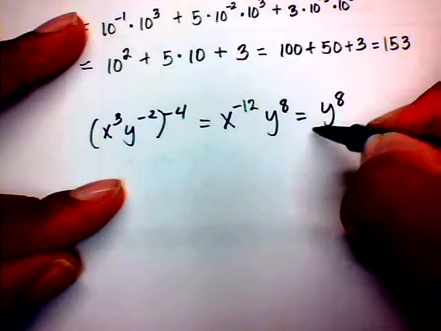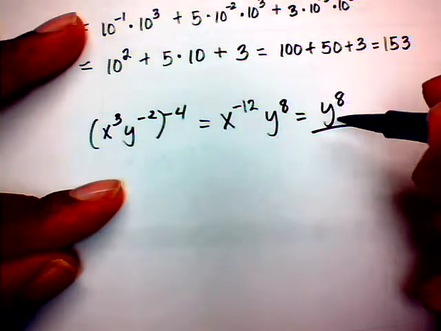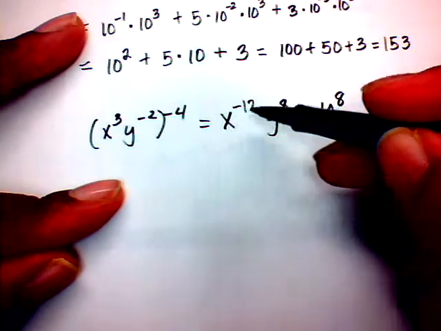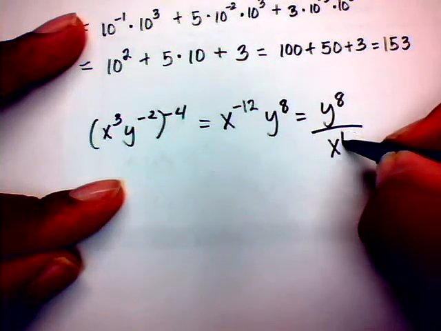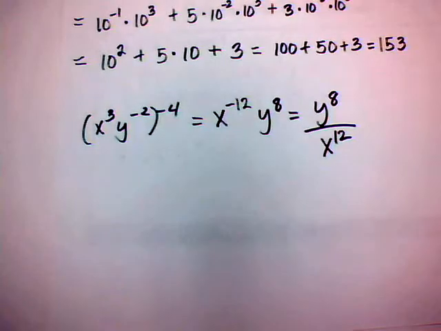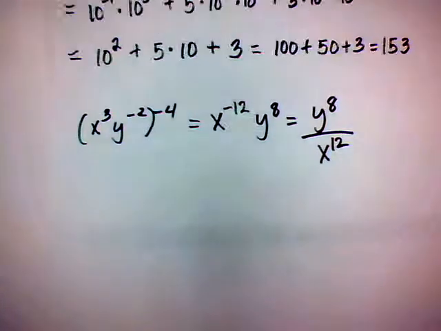But I'm sure we want this as a positive exponent, so here the y to the 8 will be on top. The x to the negative 12, you're going to put that in the denominator with the positive exponent. So it'll be y to the 8th divided by x to the 12th power. Okay, and that will be the final answer right there.